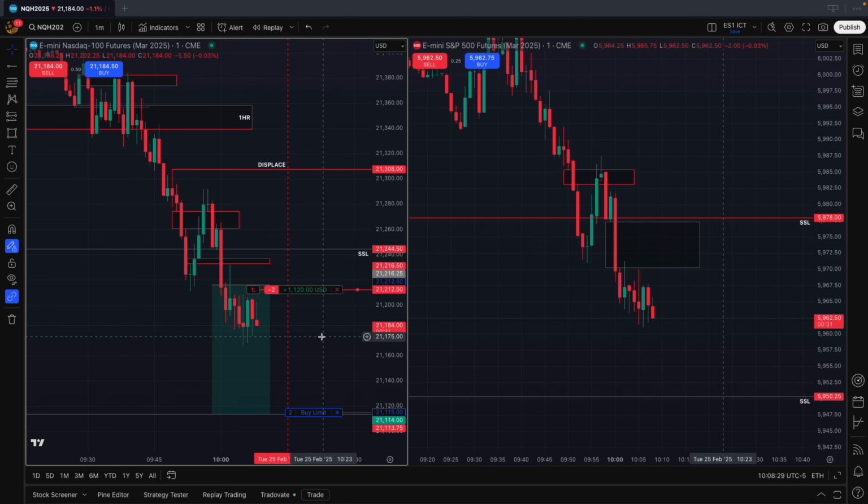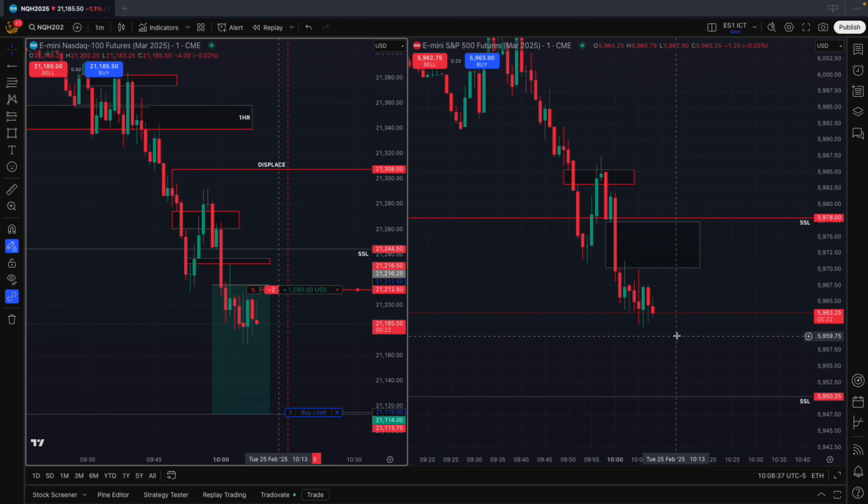So once price takes out this previous short-term low, then we can trail our stops to the short-term high. We should start to see an acceleration towards sell side at 114, and once that point of sell side has been taken on ES, then I'm going to use that as my final TP.